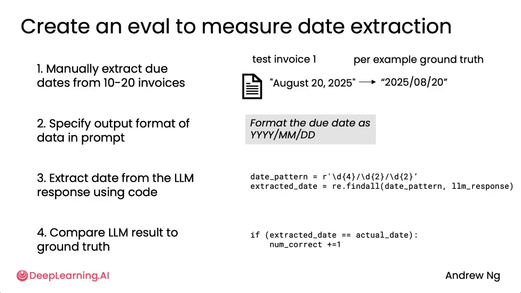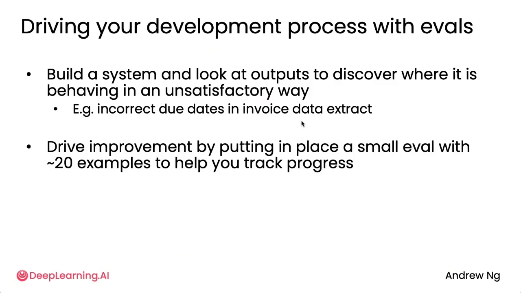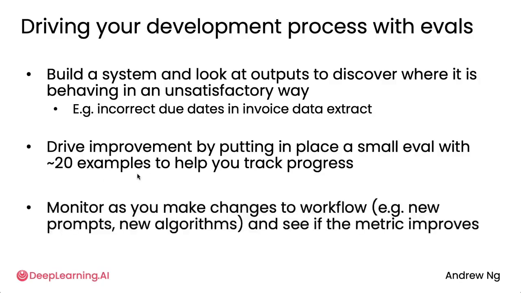So just to summarize what we've seen so far, we've built a system, then looked at outputs to discover where it may be behaving in an unsatisfactory way, such as due dates are wrong. Then to drive improvements to this important output, put in place a small eval with, say, just 20 examples to help us track progress. And this lets me go back to tune prompts, try different algorithms, and so on to see if I can move up this metric of due date accuracy.